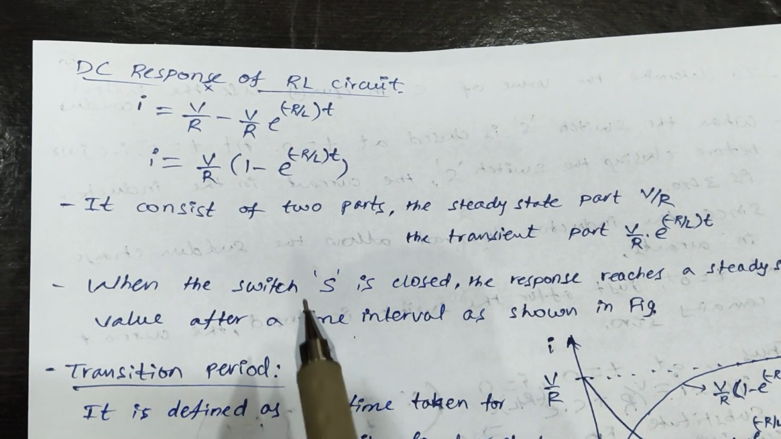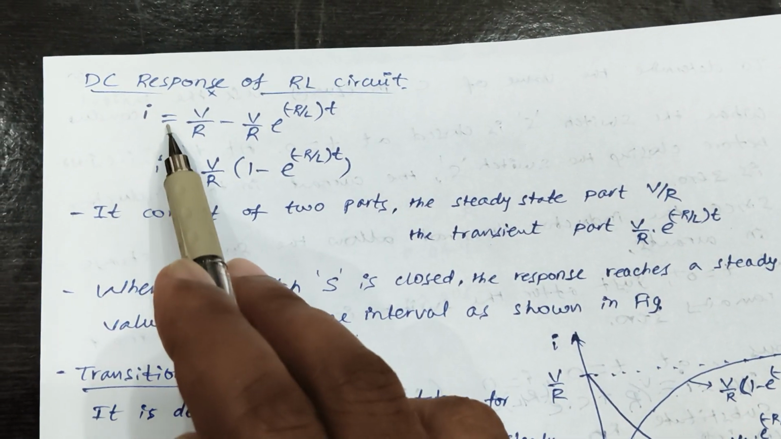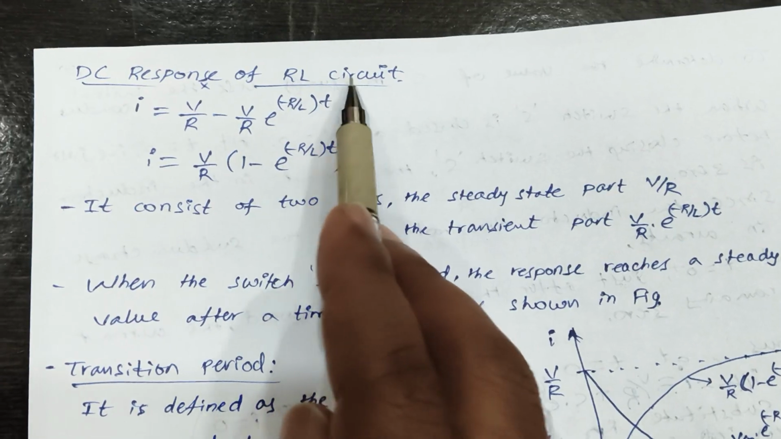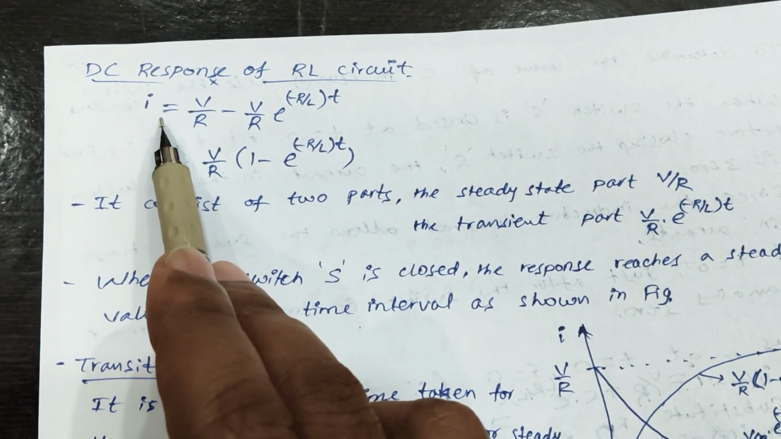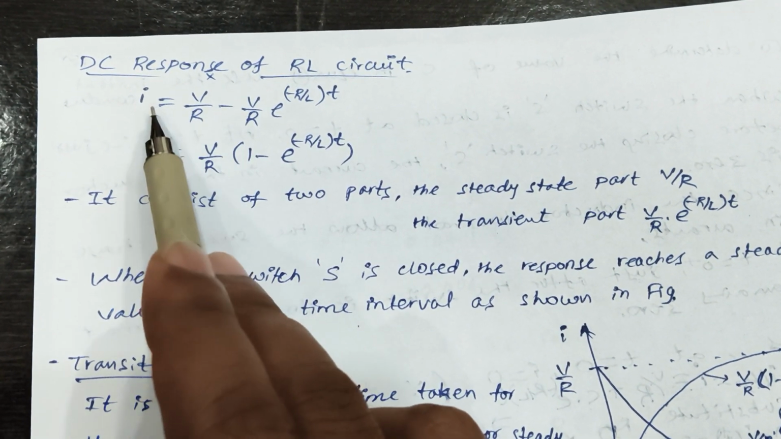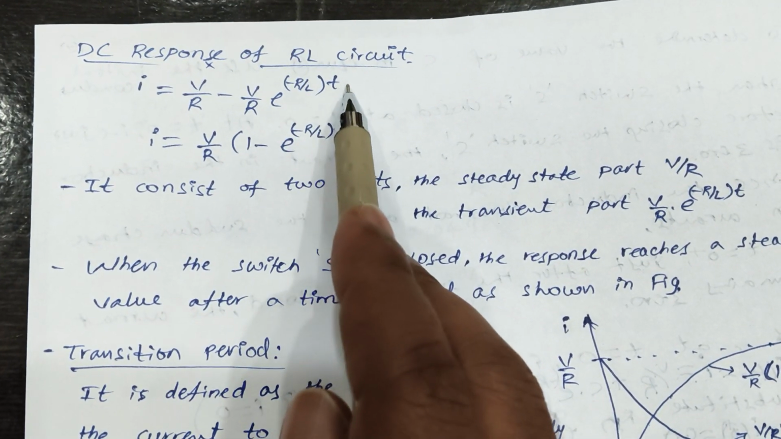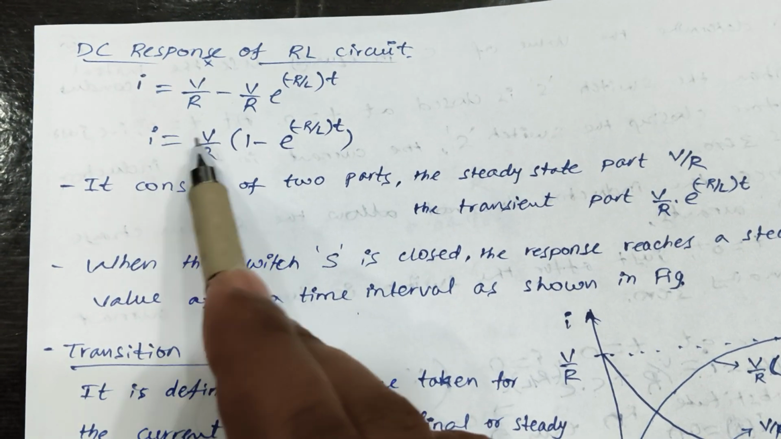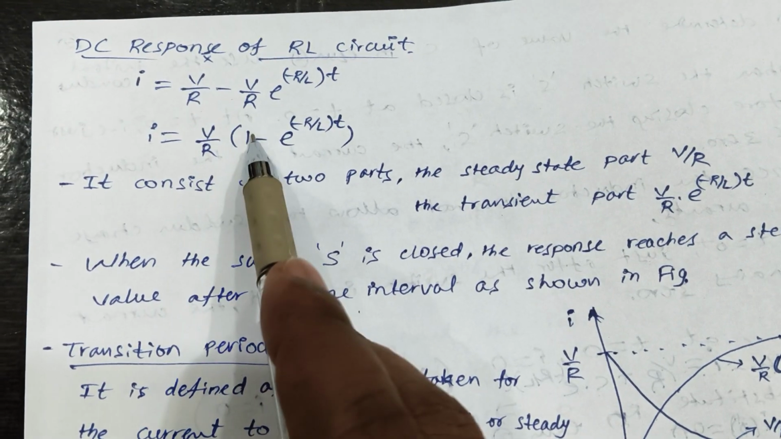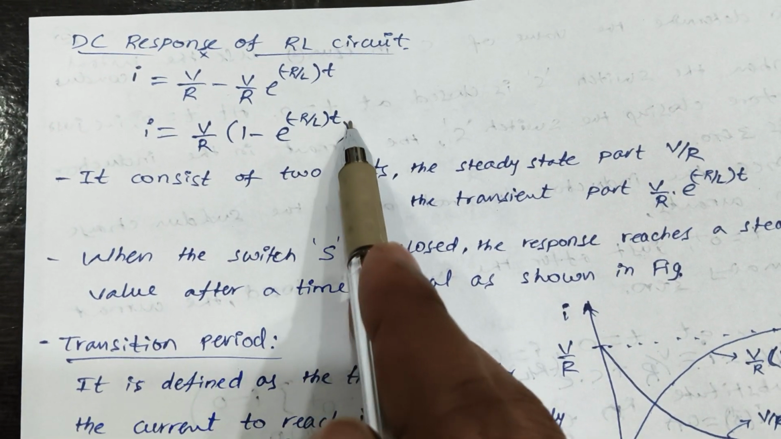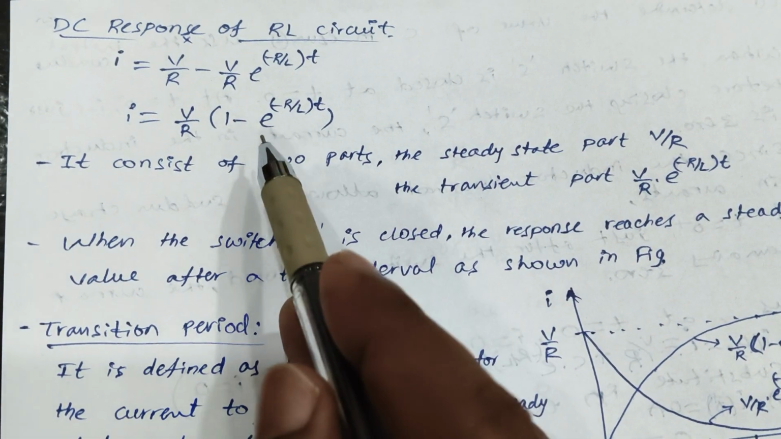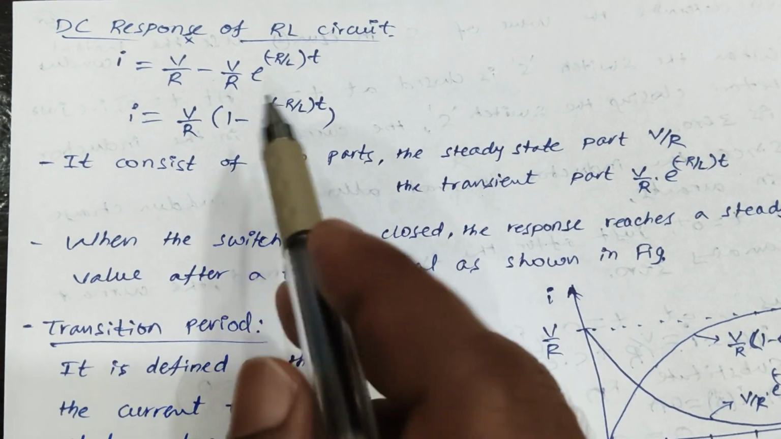Hi everyone. In the previous class, we derived the current response for the series RL circuit. This is where we stopped in the previous class: i is equal to V by R minus V by R into e power minus R by L into t. You can rewrite the same equation as i is equal to V by R of 1 minus e power minus R by L into t. If you see this equation, it consists of two parts.